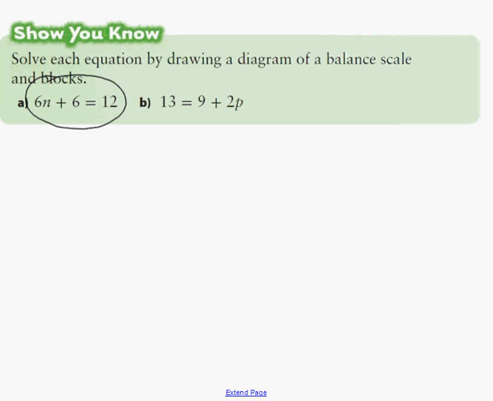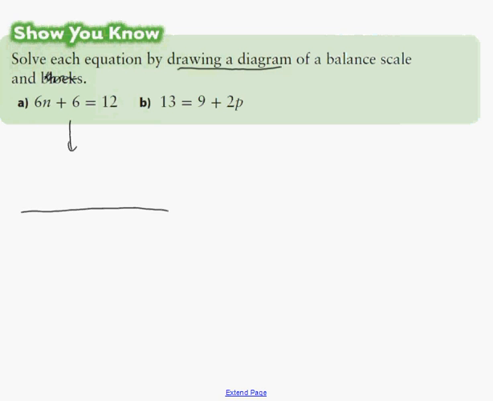It's actually probably a grade 7 version because there's no negative coefficients or negative values on the other side. So these two questions were really from a grade 7 perspective. And it says solve each equation by drawing a diagram of a balanced scale in blocks. Well, we use algebra tiles instead of blocks, but 6n plus 6.